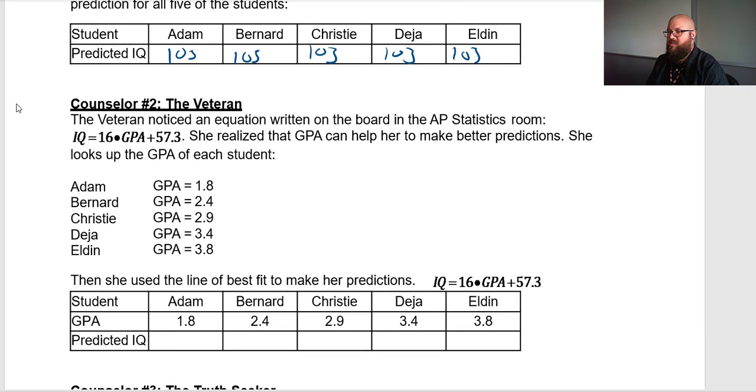So then we simply need to take these GPAs and plug them into that equation. And we get these values. So we get 86.1 for Adam, Bernard has 95.7, Christy has 103.7, Deja has 111.7, and Eldon has 118.1.